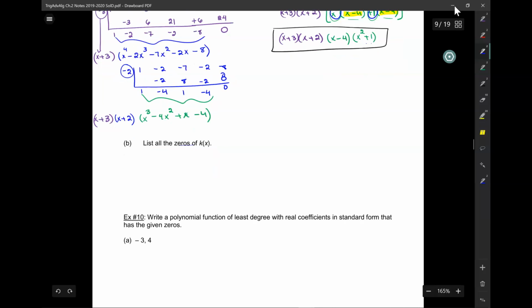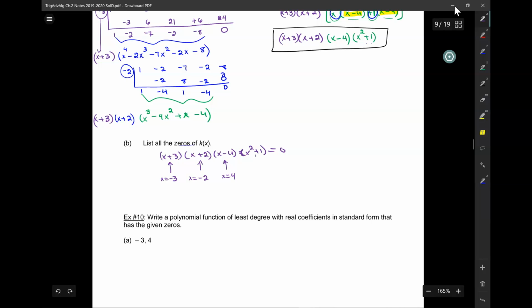Next it says to list all the zeros. Well, this is the easy part because we get what we just factored and set it equal to 0. From here I get x is negative 3. X is negative 2. X is 4. Hey, did we already know that when we graphed? We did, right? So we have lots of ways to be able to check our work.